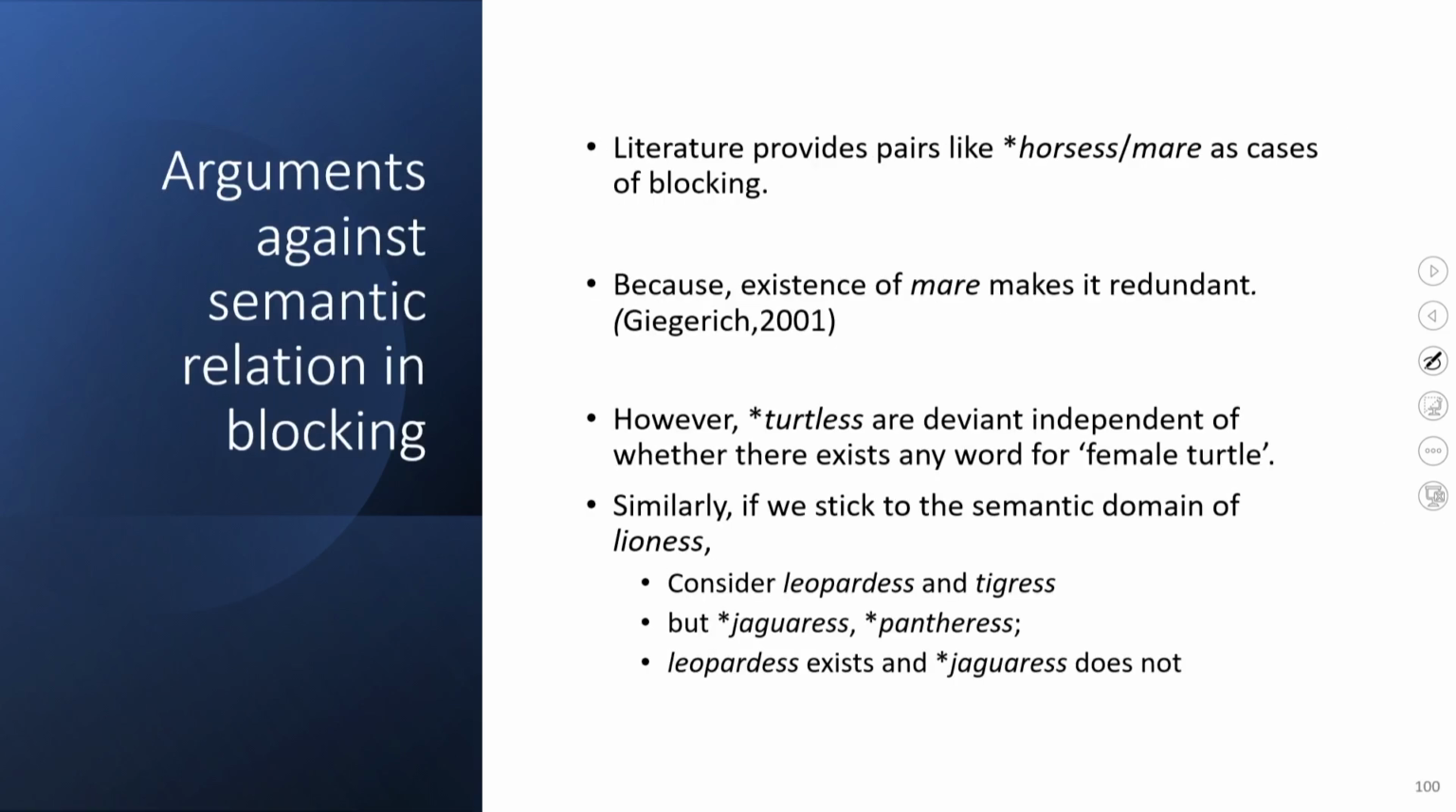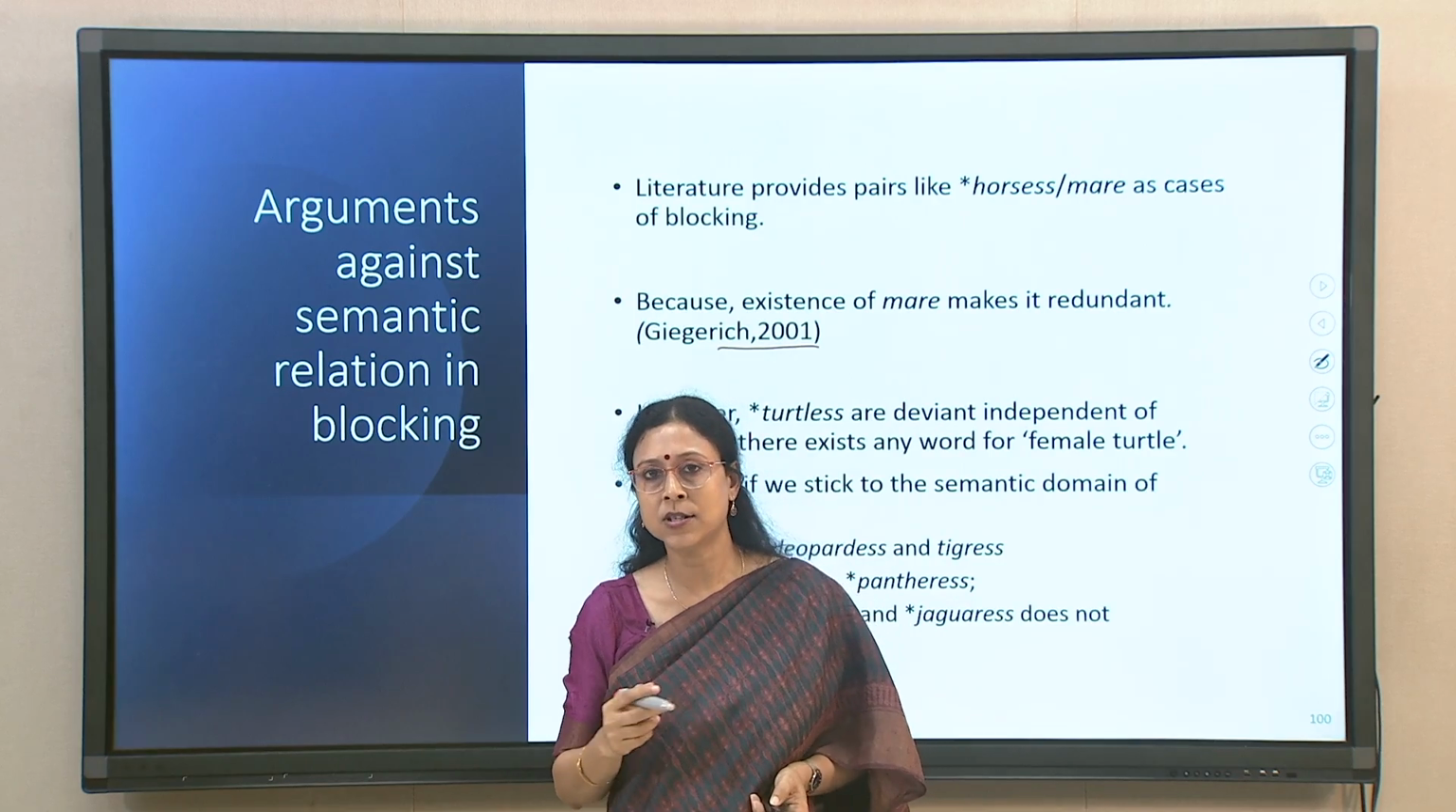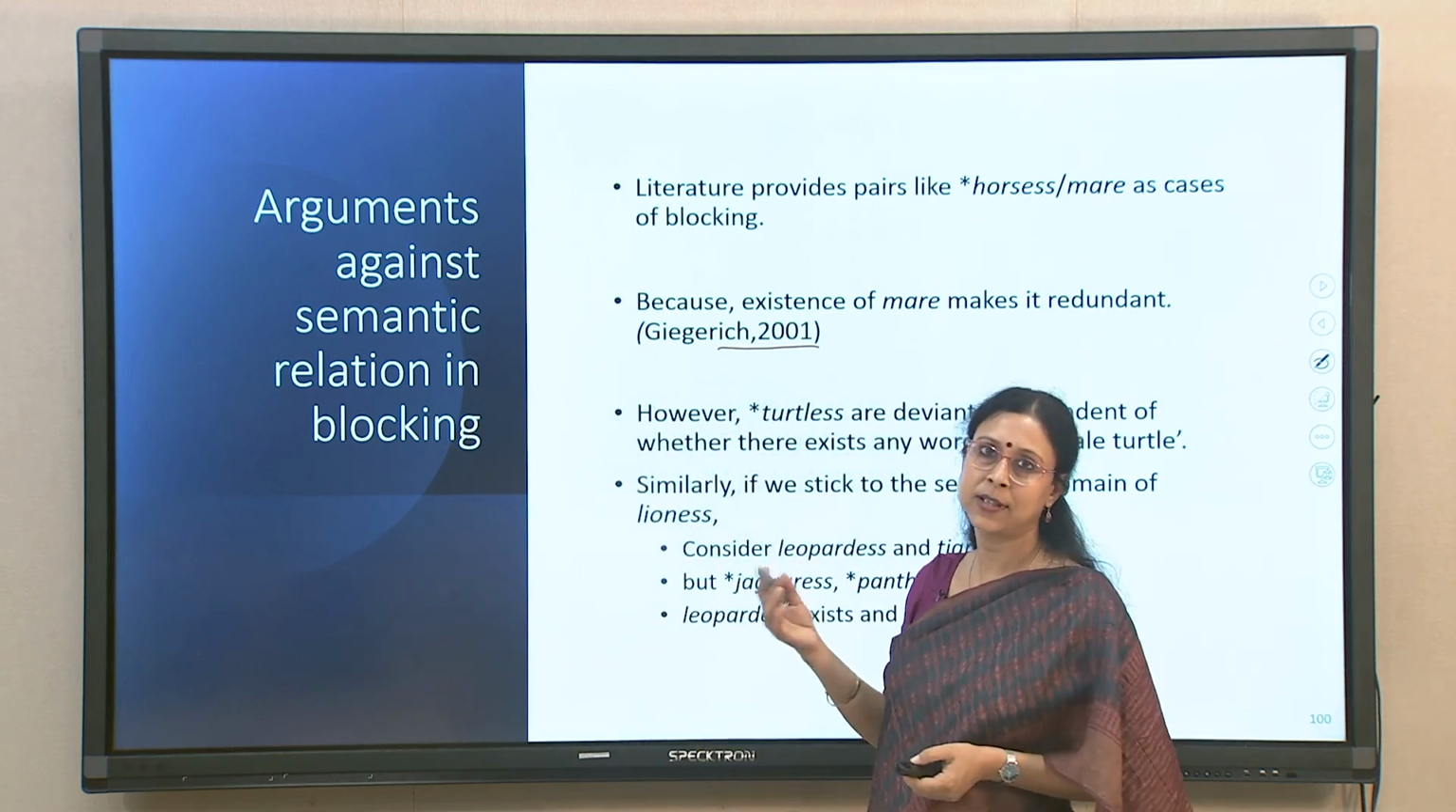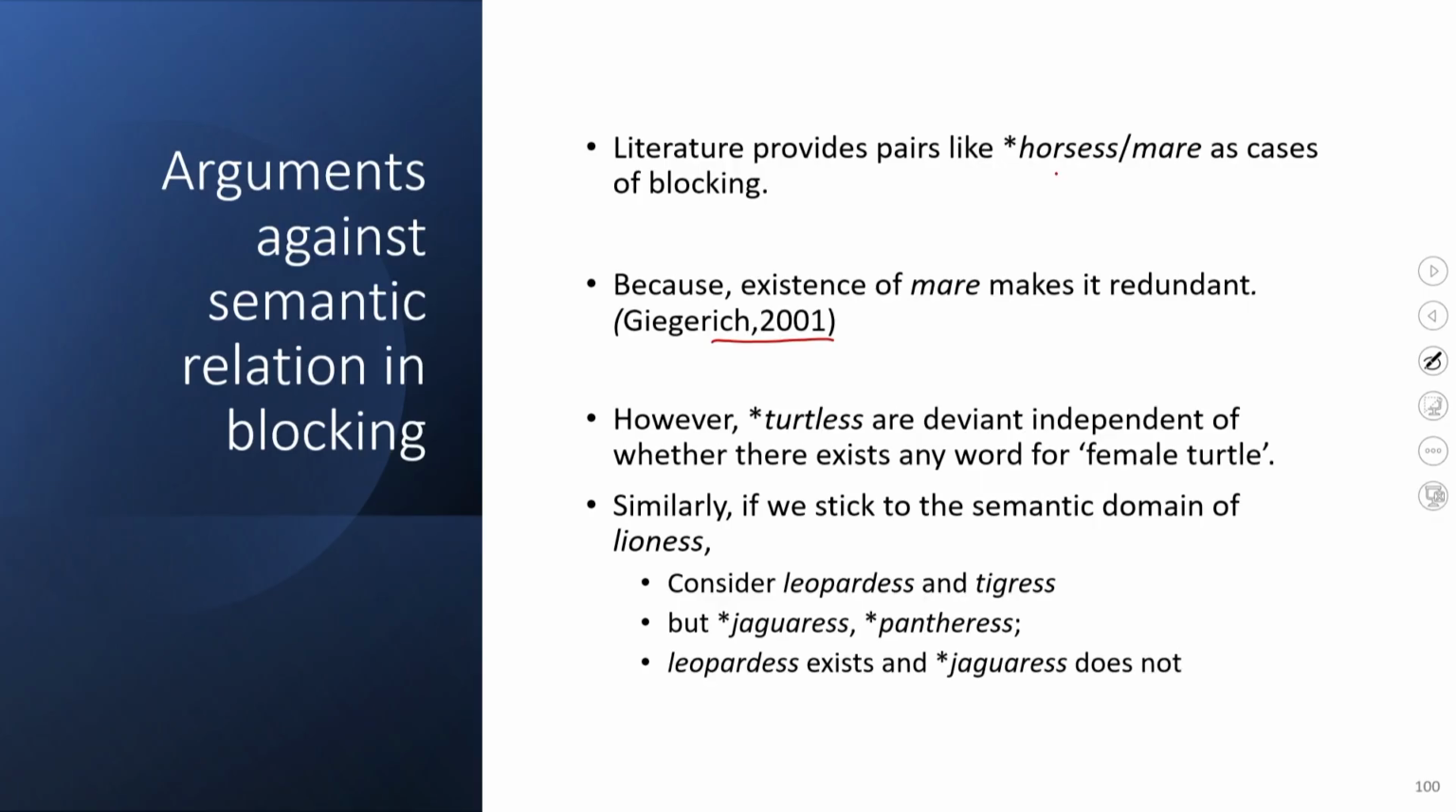Now, the arguments against this idea also come from the same theoretical position of distributed morphology. There is of course a lot of literature available, but one very important example talks about pairs like horse to horses, like prince to princess. So, why can we not have horse becoming horses in the feminine form, but we have mare? Here, why is this a case of blocking?